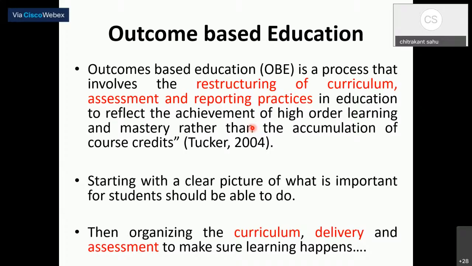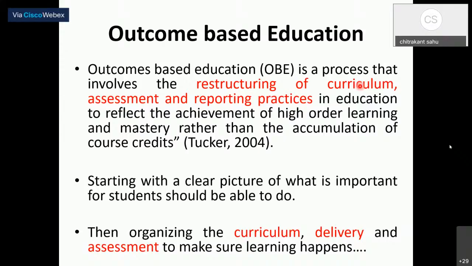Starting with the first slide, the introduction to outcome-based education. What is the meaning of outcome-based education? In short, we write it as OBE. OBE is a process that involves the restructuring of curriculum, assessment and reporting practices in education to reflect the achievement of higher order learning and mastery rather than the accumulation of credit courses. Outcome-based education is very different from the traditional teaching method.